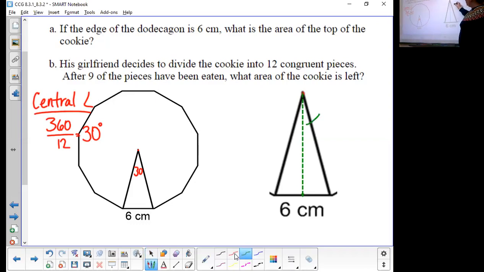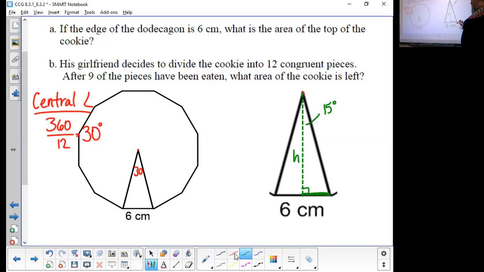Each part of this triangle is going to be half of 30, or 15 degrees. I need to find my height. I need to find that length right there. I can't do the 30, 60, 90 because it's not a 30, 60, 90. So that means I have to do some right triangle trig. Which trig ratio should I do? Tangent, because I have the opposite leg.